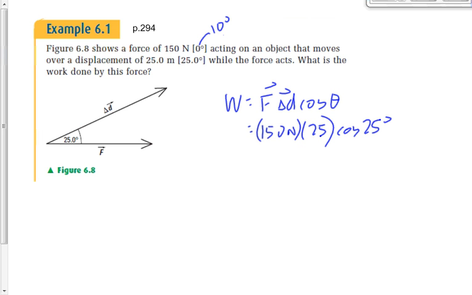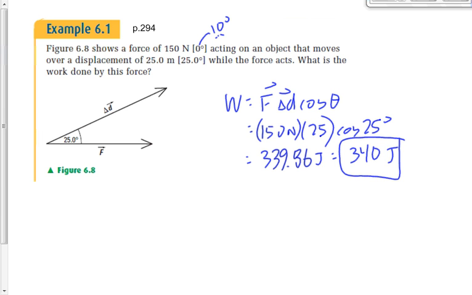But if that angle was 10 degrees, what angle would we use then? 10, 25, or something else? Tom? We'd use 15 then, right? The difference between the way that it's pulled and the way that it moves. Let's figure this out. We get 339.86 joules, which we're going to round actually to 3 digits, or 340 joules. Right?